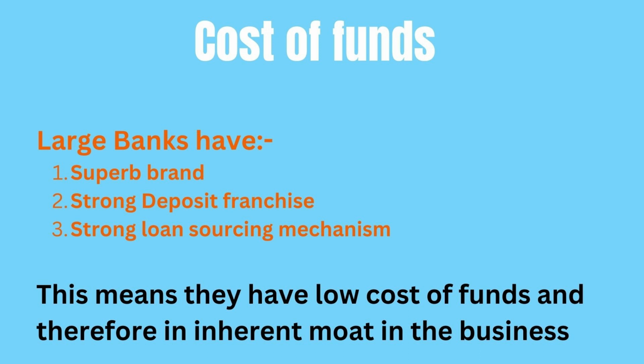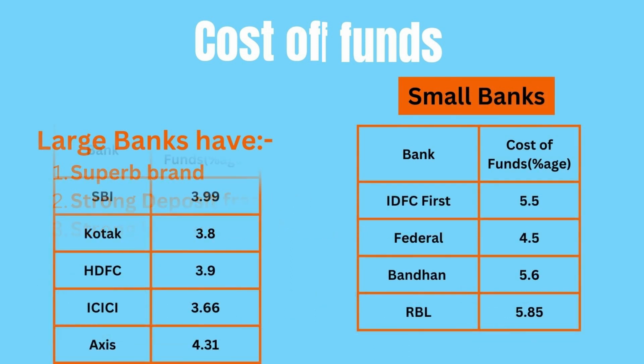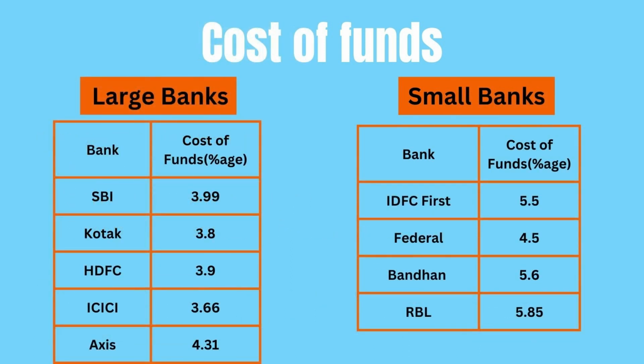Large banks have a superb franchise, superb brand and low cost of funds. Low cost of funds is an inherent moat in the business and helps you to lend to lower risk category borrowers. As you can see on the screen, large banks' and small banks' cost of funds has been shown here, and we've seen that the large banks borrow at anywhere below 4%, whereas the smaller banks borrow at anywhere between 5 to 6%. As these banks borrow at a higher interest rate, they are forced to lend at a yield of 14, 15, 16%.